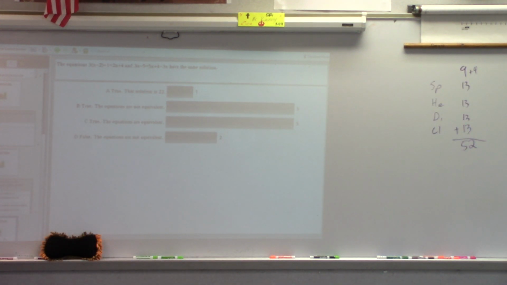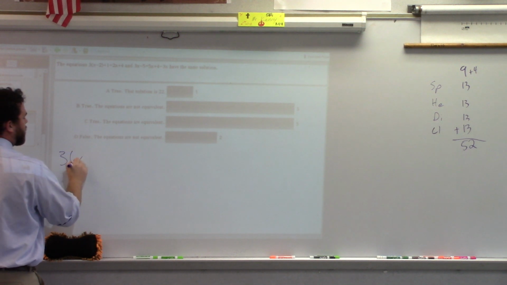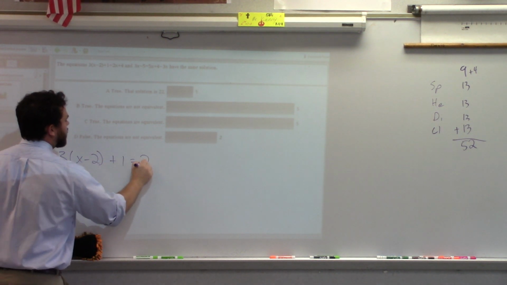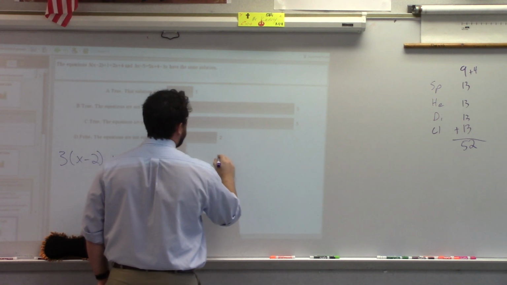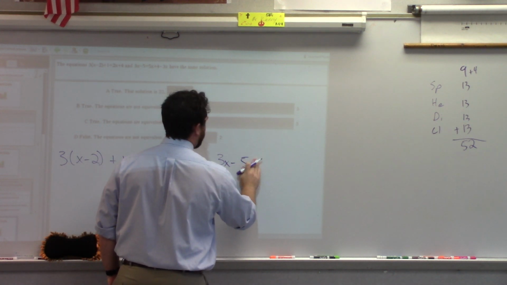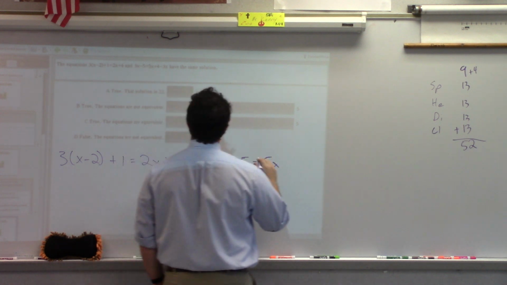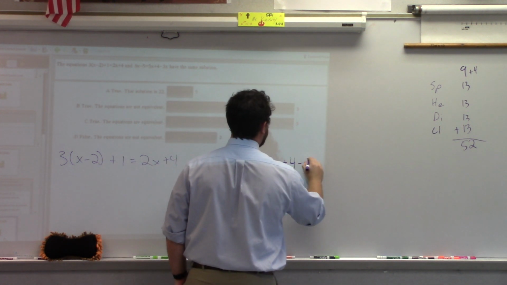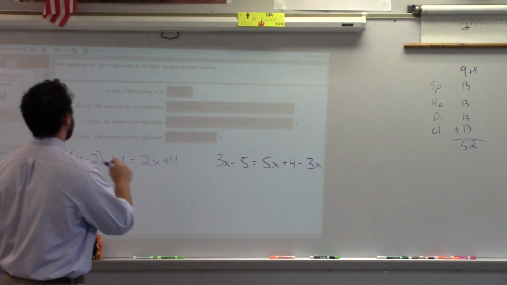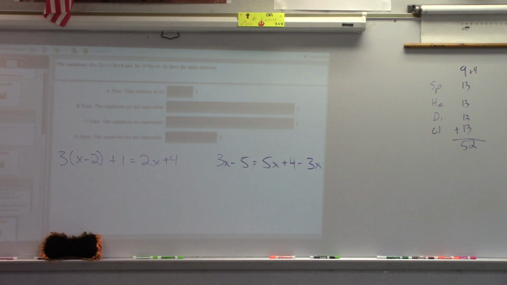Alright. The equations 3 times x minus 2 plus 1 is equal to 2x plus 4, and 3x minus 5 equals 5x plus 4 minus 3x. And the question is, do the equations have the same solution? A says true, that solution is 22. B says true, the equations are not equivalent. C says true, the equations are equivalent. And D, false, the equations are not equivalent.